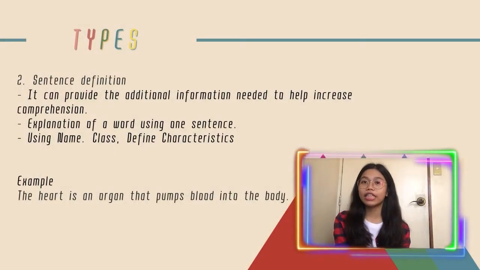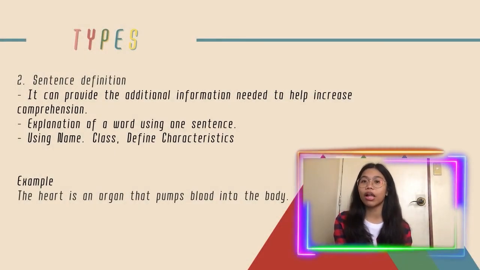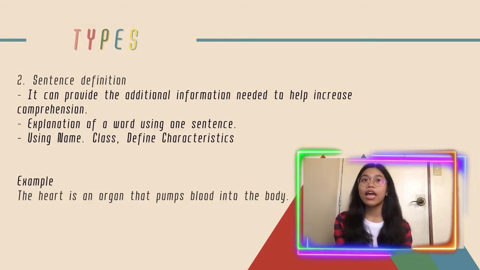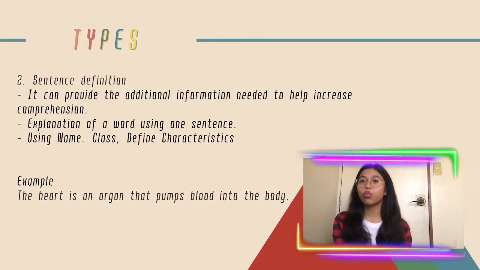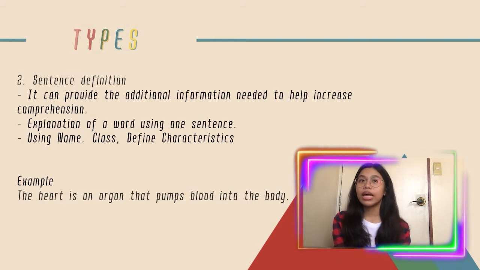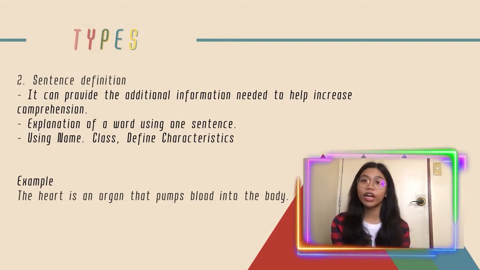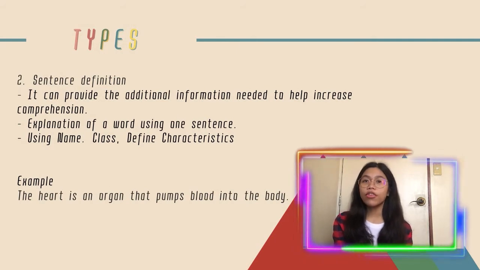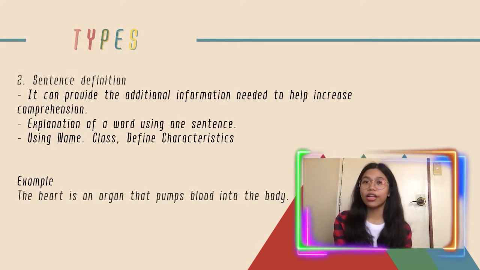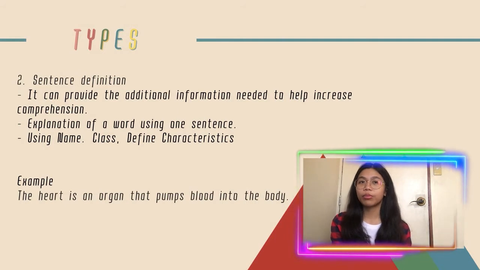Second, we have the sentence definition. Sentence definition can provide the additional information needed to help increase comprehension. The meaning should be defined in 1 or 2 sentences only. It also uses the NCD, or name, class, and defining characteristic pattern. To further understand the sentence definition, let us take a look at the example below.